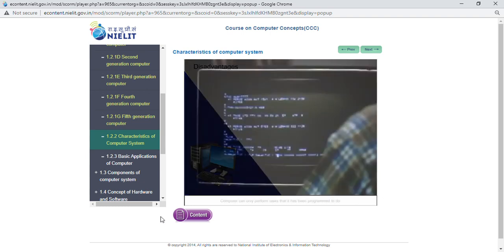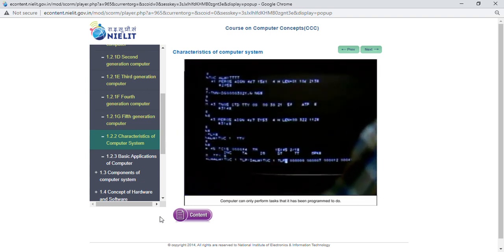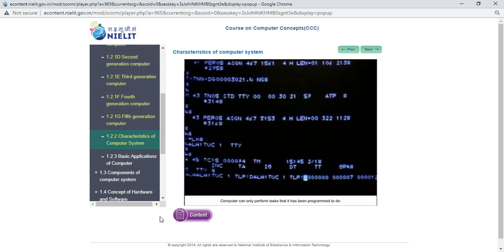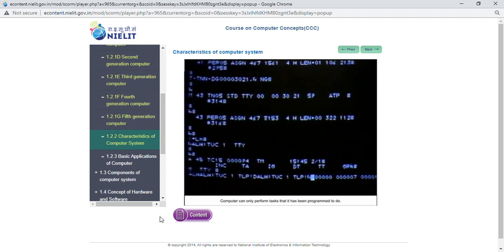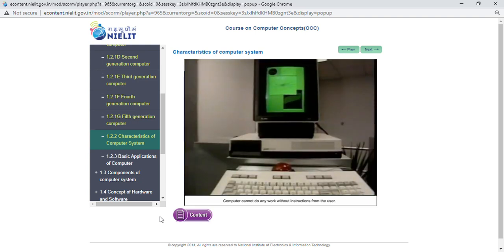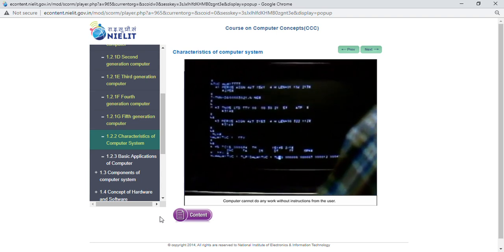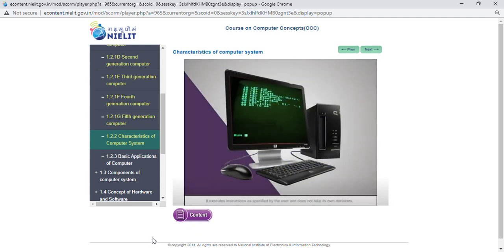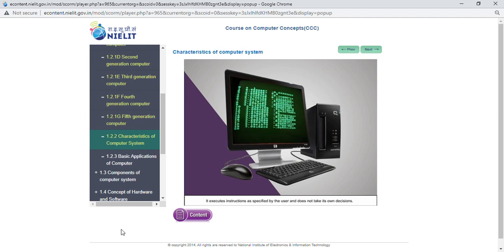Disadvantages. A computer can only perform tasks that it has been programmed to do. A computer cannot do any work without instructions from the user. It executes instructions as specified by the user and does not take its own decisions.